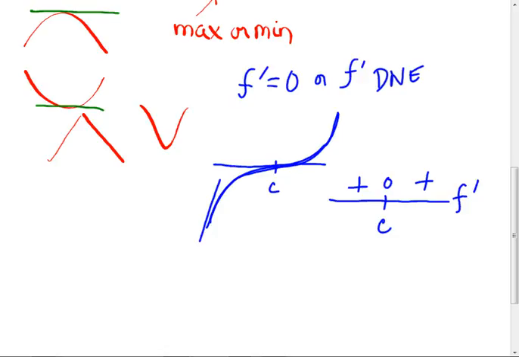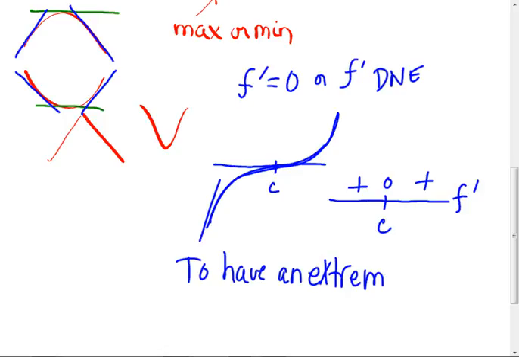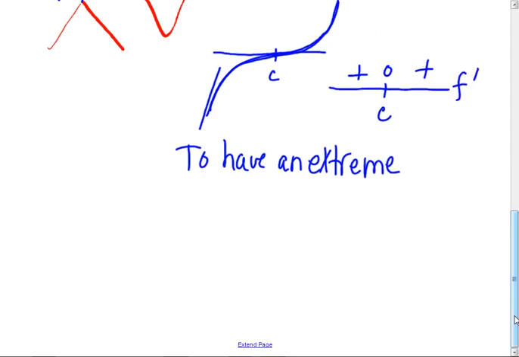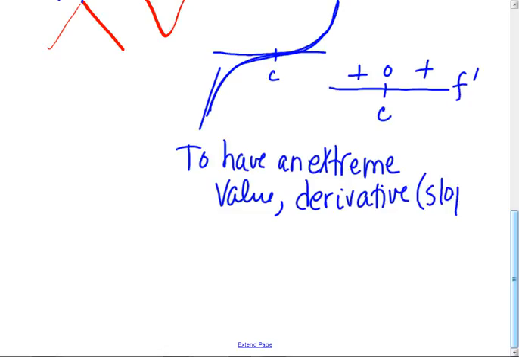Let's look back over here. This is a positive slope. This is a negative slope. This is a negative slope, positive slope. So to have an extreme value, the derivative (the slope) must change sign. I don't care if it's undefined in the middle area, it's just got to change sign.